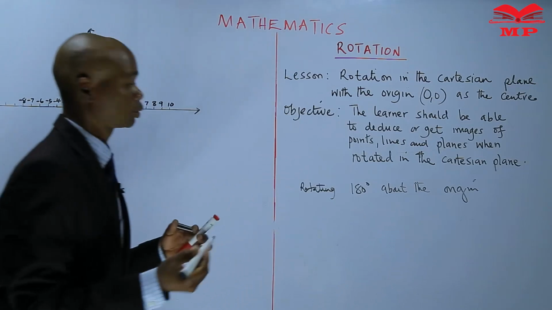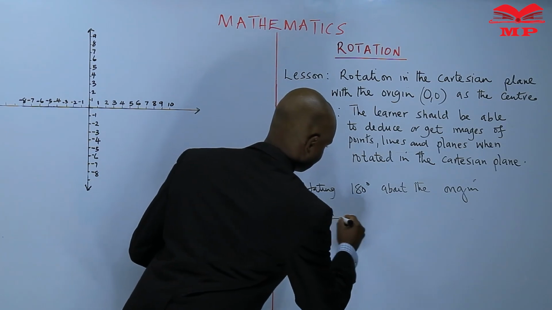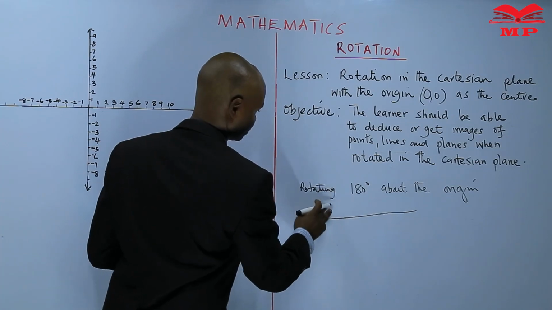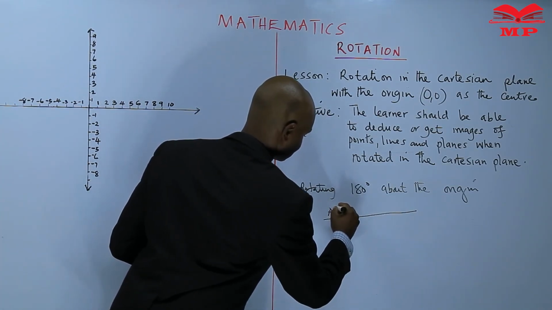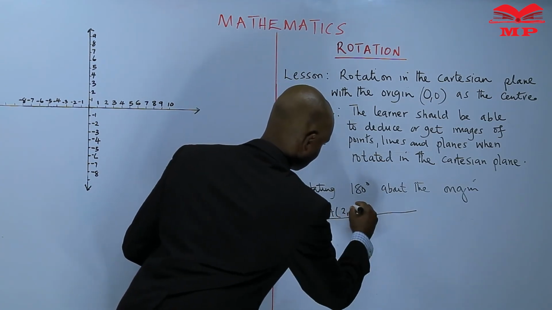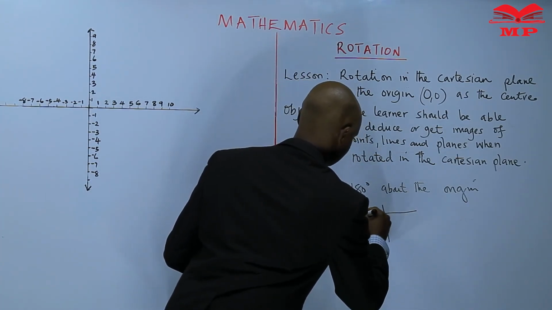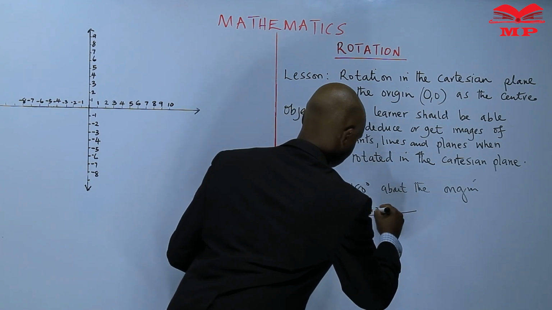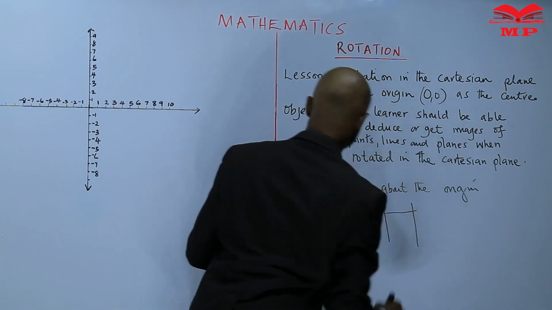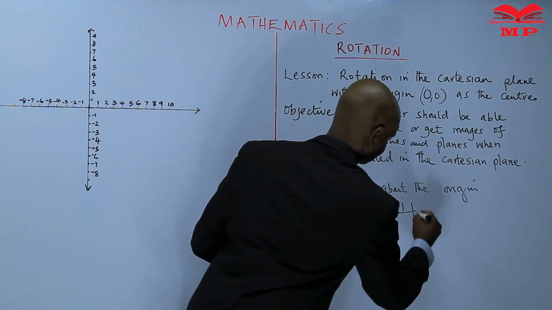As usual, it's good to choose points. We can have A, 2, 3. Below we should have A prime. You can choose B, -4, 2. Below we shall have the image B prime. We can choose C, -4, 1.